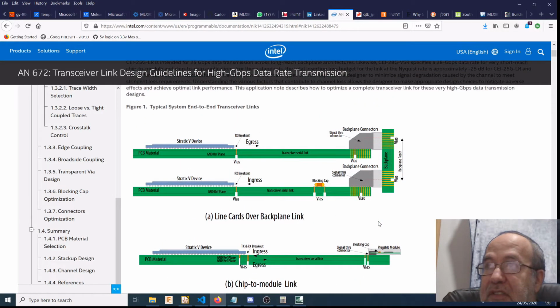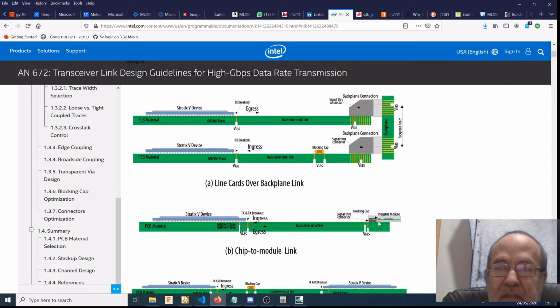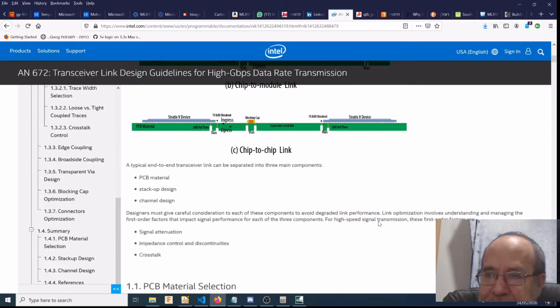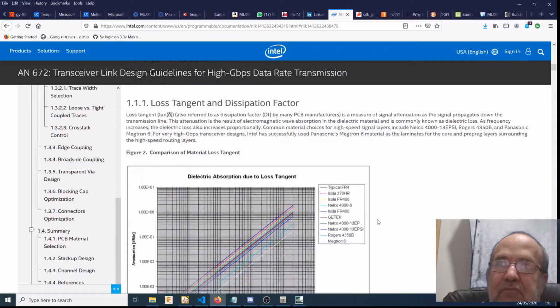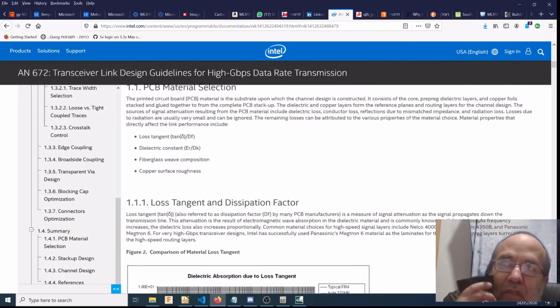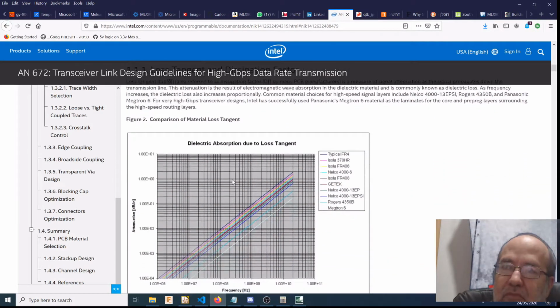The top one here first starts looking at the different ways that the high-speed link can go. It can go from board to board, chip to chip, chip to module. We're now talking about the dielectric constant and the weave and the copper finish.